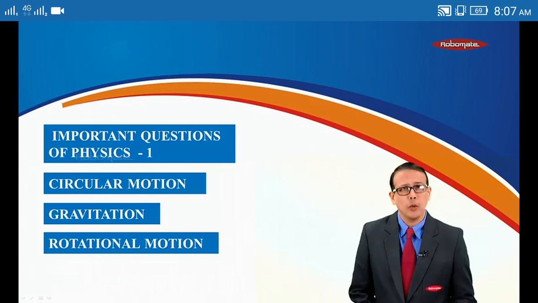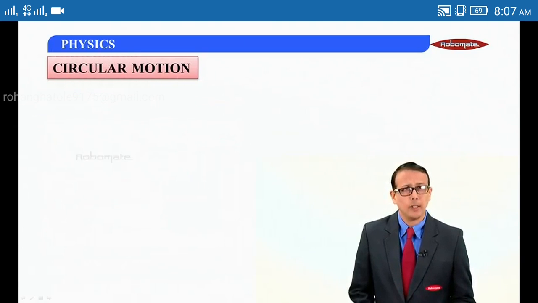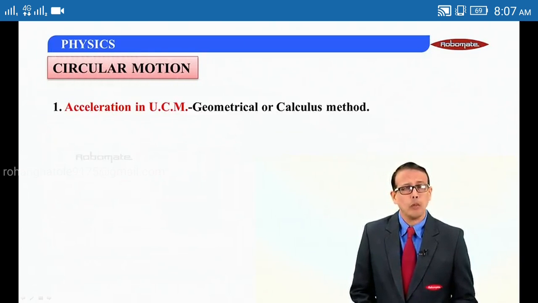So let's start the discussion with circular motion, gravitation and rotational motion. To begin with, circular motion. One of the important questions in this chapter is acceleration in uniform circular motion. We know we can prove it by the geometrical method or the calculus method. You can always choose any one method to prove this derivation.